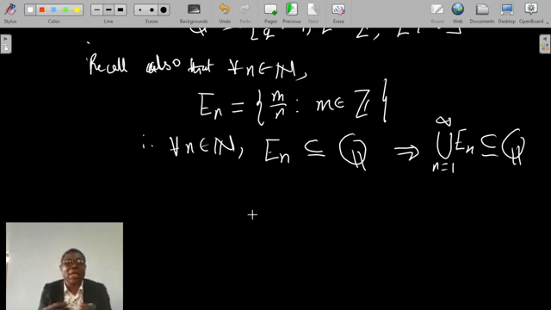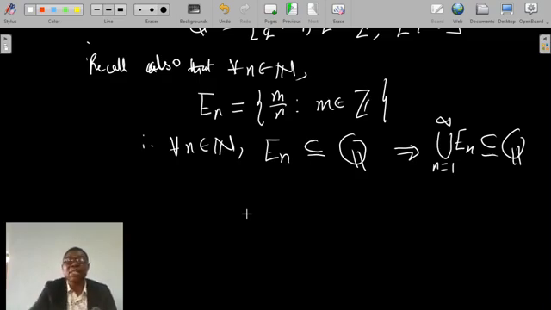Remember, to check that two sets are equal, we must show that the first set is a subset of the second one, and the second one is a subset of the first one. Normally, you pick a point in the first one and show that it is in the second one. That establishes that the first one is a subset of the second one. Then you pick a point in the second one and establish that it is in the first one. That also establishes that the second one is a subset of the first one. With this done, you can then conclude that the two sets are equal.